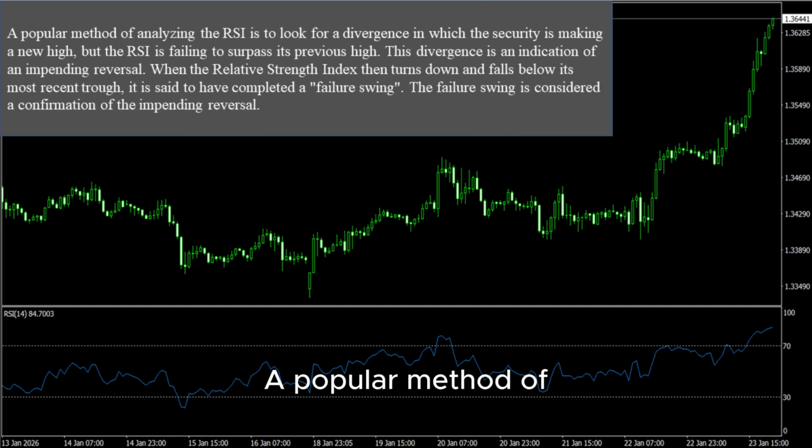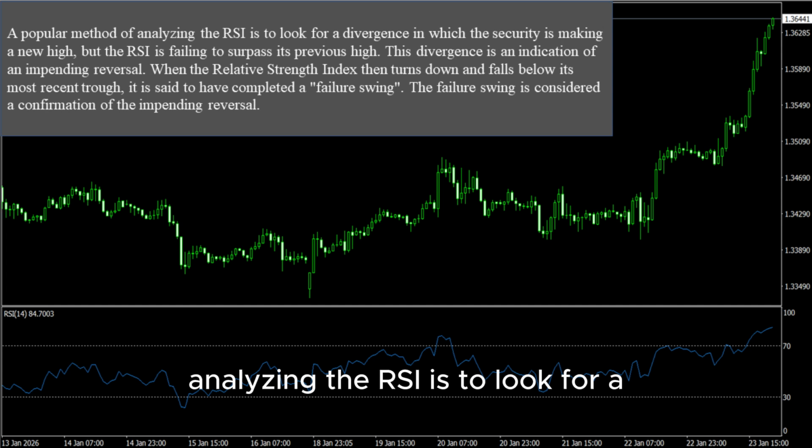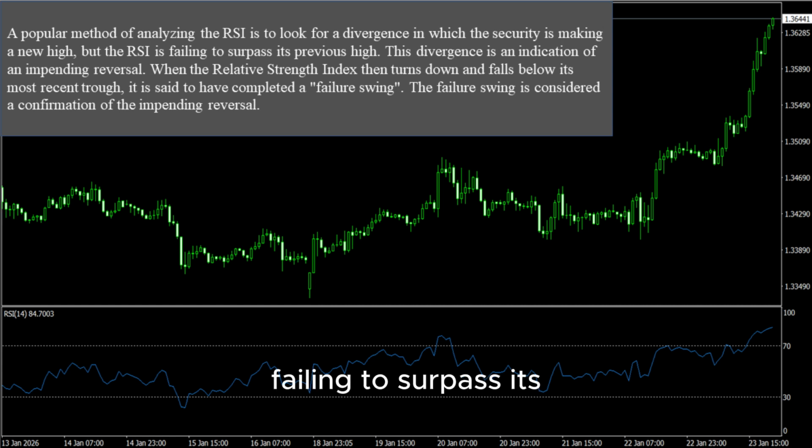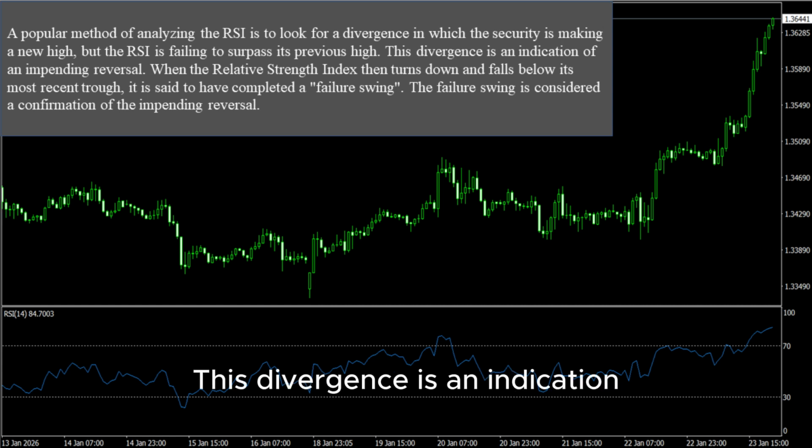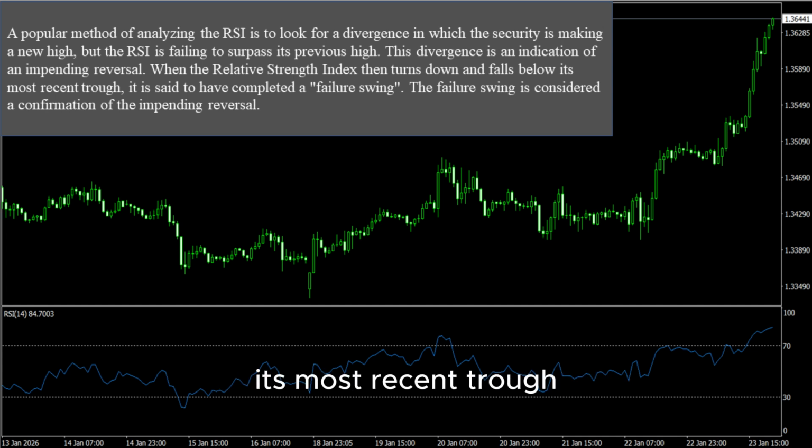A popular method of analyzing the RSI is to look for a divergence in which the security is making a new high, but the RSI is failing to surpass its previous high. This divergence is an indication of an impending reversal. When the Relative Strength Index then turns down and falls below its most recent trough, it is said to have completed a failure swing. The failure swing is considered a confirmation of the impending reversal.